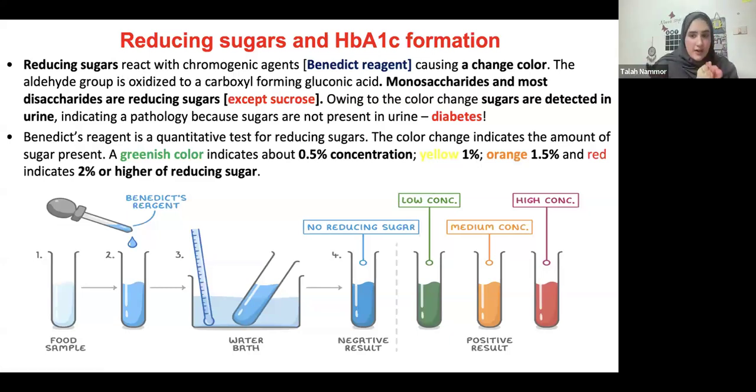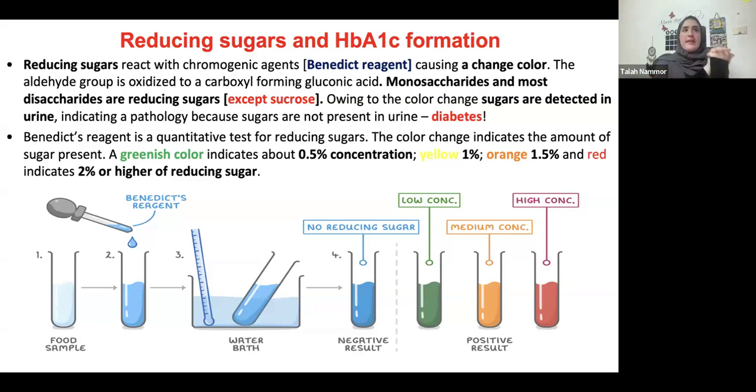The important thing is, what is a reducing sugar? Almost all monosaccharides and most disaccharides, except for sucrose, are reducing sugars. When we say reducing sugars, it means they reduce a specific reagent. And what is this reagent? It's the Benedict reagent.